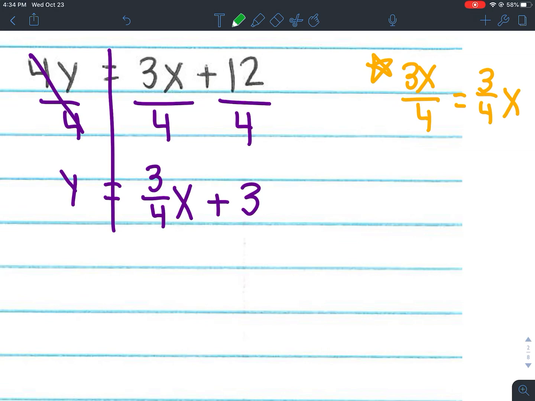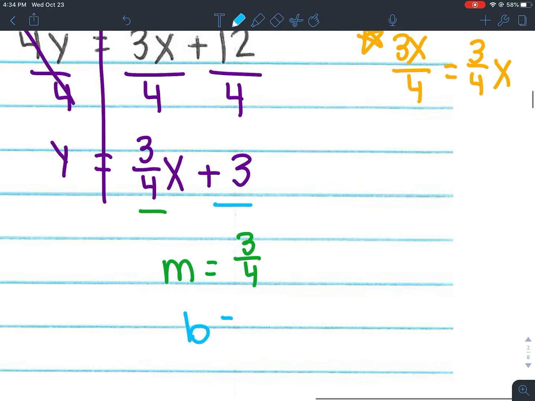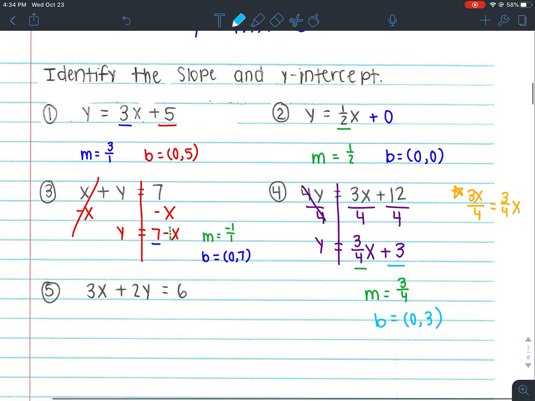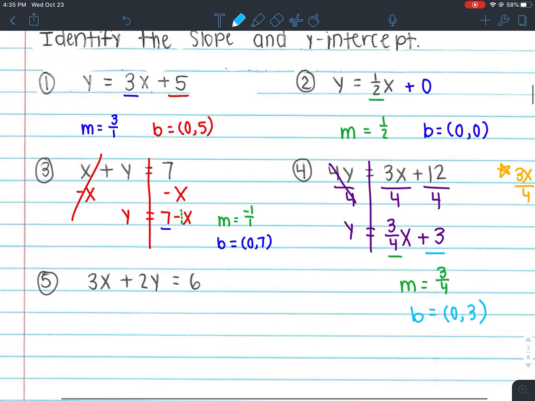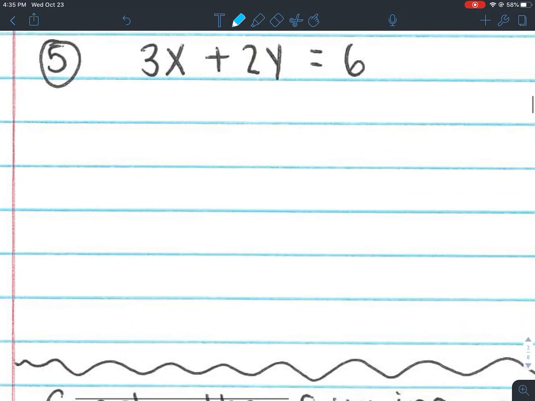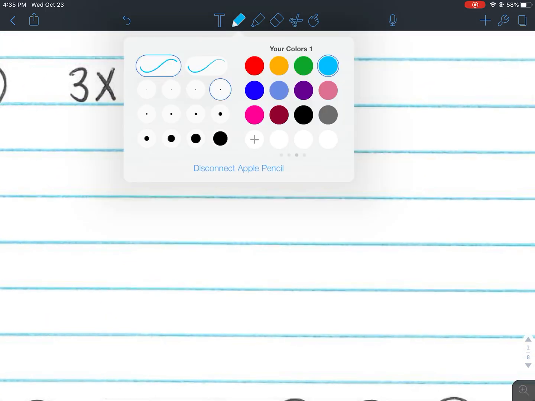So from here, I'm able to identify my slope and my y-intercept because it's in y equals mx plus b form. The first part of this is the slope, 3/4, because it is attached to the x. So our slope is positive 3 over 4. And then our y-intercept is the point 0, 3. Okay. So again, more work than you need to do, but it helps us get in a slope-intercept form, which is what we're used to.